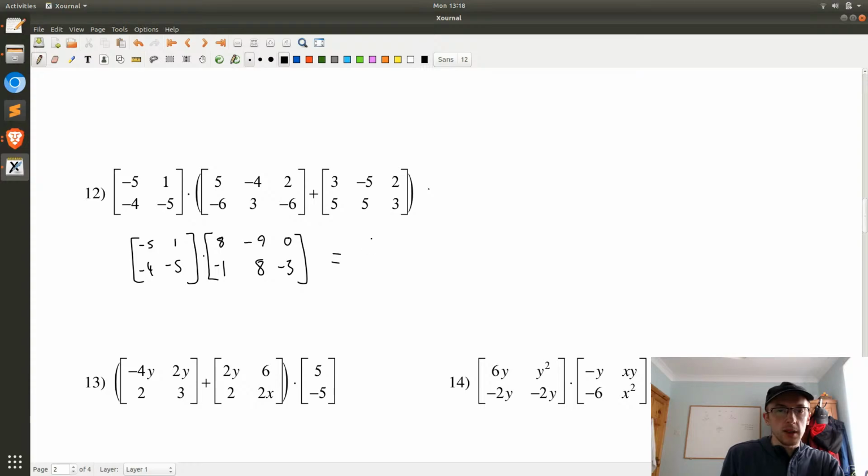And what will we get as a result? -40 take 1, so -41. 45 add 8, so 53. -3 comes next. -32 add 5 is -27. 36 take 40 is -4. And then comes just simply 15.